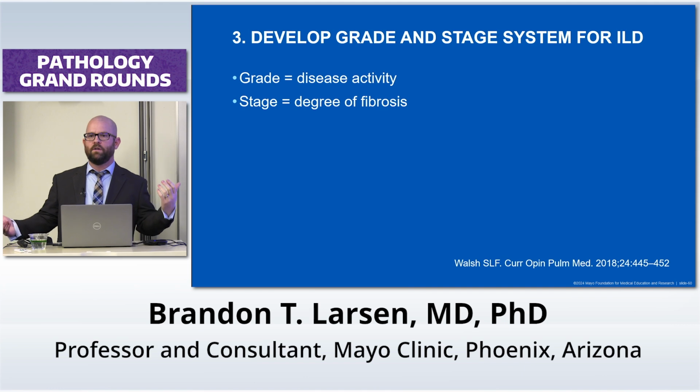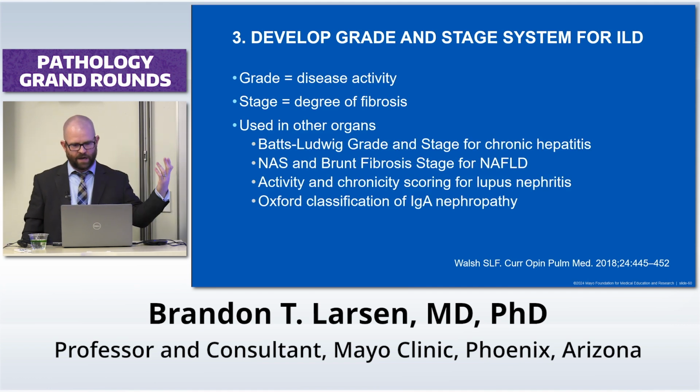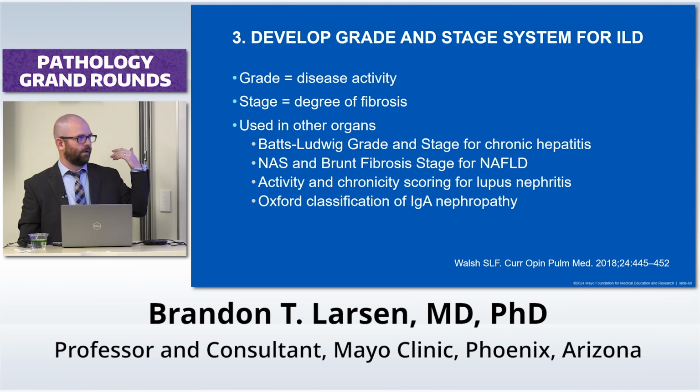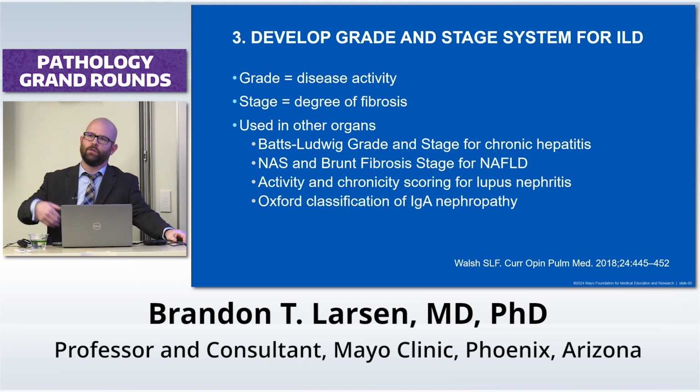We have no staging system for fibrotic lung disease. Why do we not have one? I'm not sure. It's certainly used in other organs. We have the Batts-Ludwig system for chronic hepatitis. We've got systems for non-alcoholic fatty liver disease. We've got scoring for lupus nephritis, IgA nephropathy, etc. So it's high time we had something similar for lung disease and started thinking about this, and this is something pathology can do.